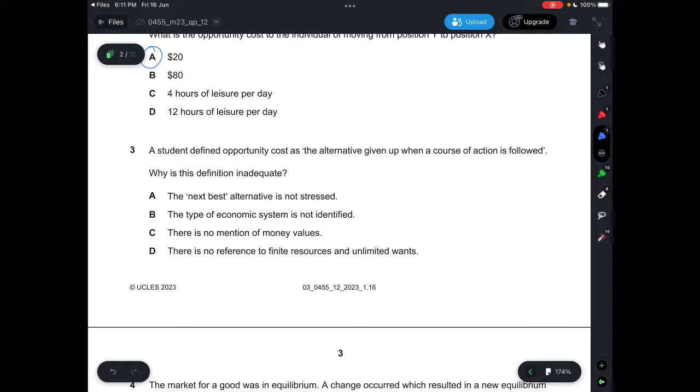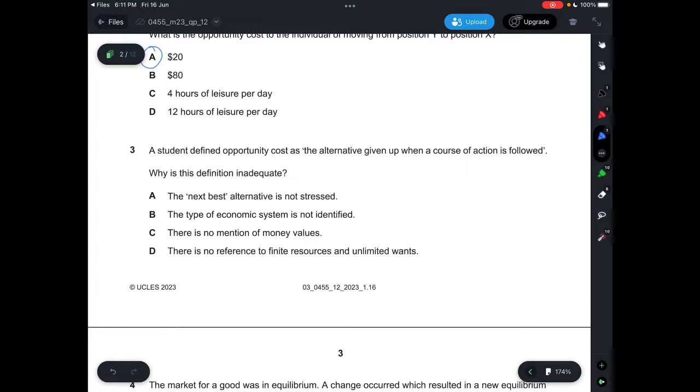Question 3: a student defined opportunity cost as the alternative given up when a course of action is followed. Why is this definition inadequate? Like I mentioned in question 2, the opportunity cost is actually the next best alternative foregone. Here the phrase "next best" is omitted. Let's look at the 4 options. A says the next best alternative is not stressed. B says the type of economic system is not identified. C says there's no mention of money values. And D says there's no reference to finite resources and unlimited wants.